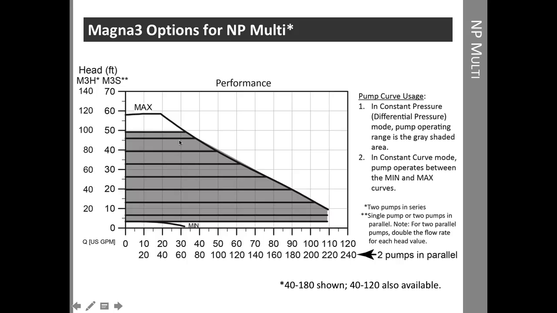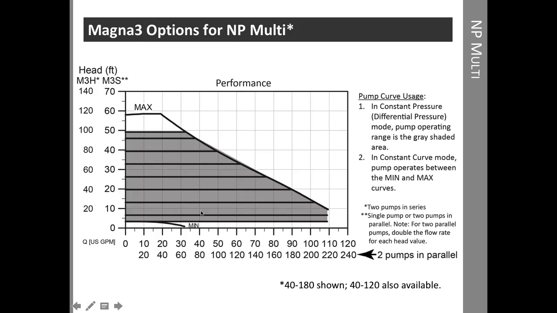The gray shaded area is differential pressure operation. So this is where we would have the zone valves opening and closing and the pump changing RPMs based upon the system pressure. The full curve is only for constant curve or for delta T mode with an external controller. So in most cases, we'll be using this gray shaded area when we're sizing pumps. The calculator, of course, has all that built into it.